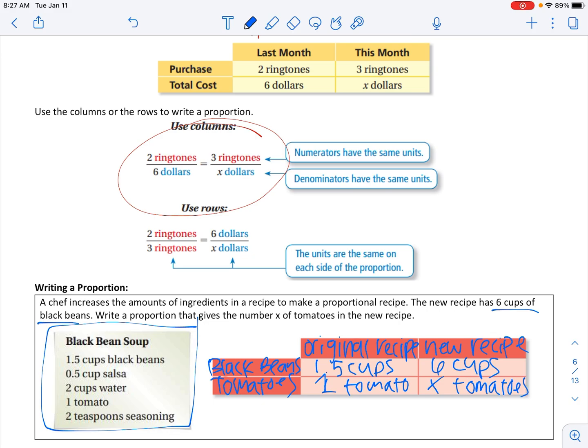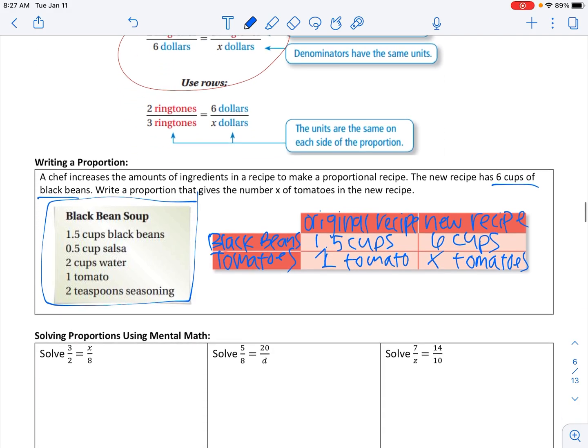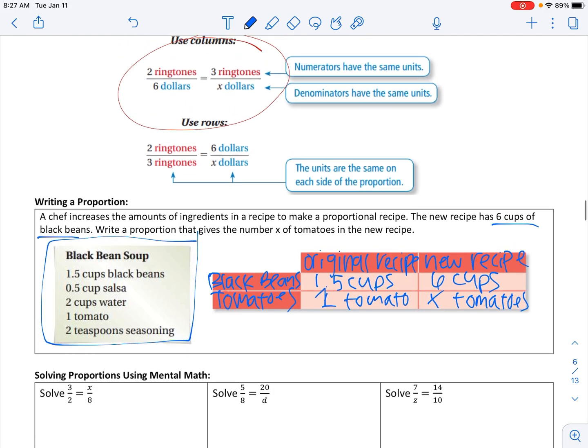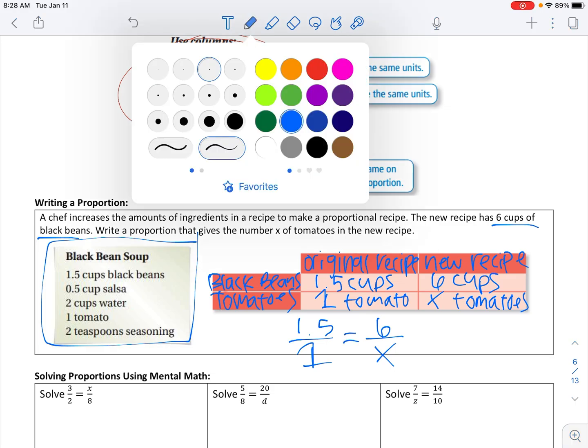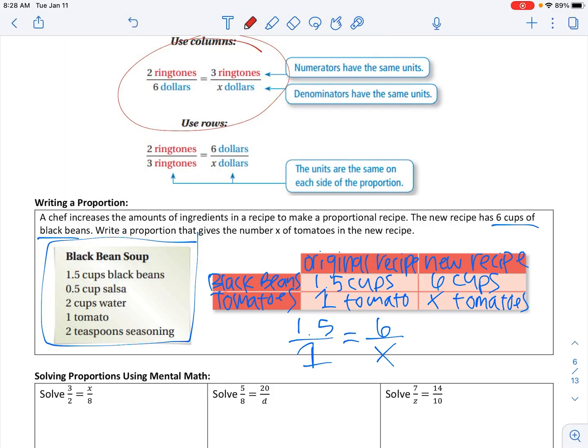So if we wanted to use the columns or the rows, again, you can do it however you want. I'm going to use the columns. So that means cups is going to be on top for me. I have to have the same label on top. So we have 1.5 cups and 6 cups. And then on the bottom of 1.5, we have 1 tomato and then X tomatoes on the right. We'll set them equal to each other. And now we have to figure out what X is.